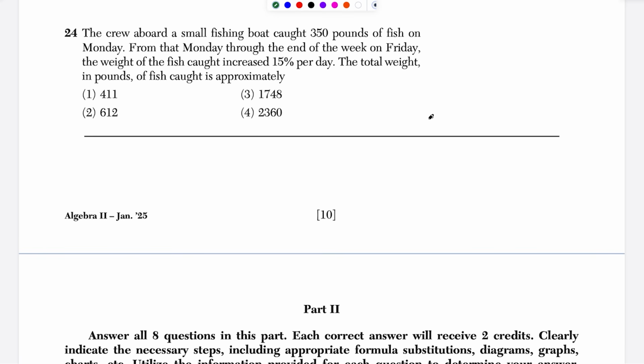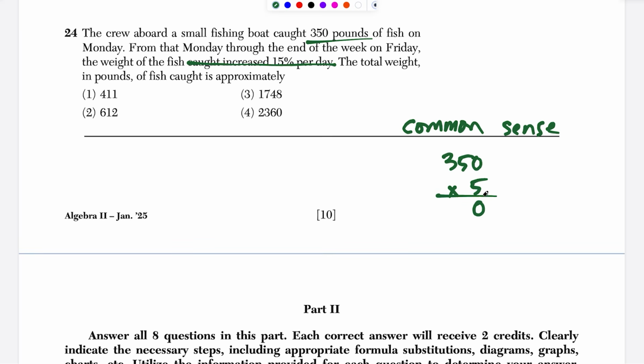Well, for this question, first I want to show you the common sense approach. I'm noticing that some of the answer choices over here are very small. So using common sense, let's pretend that the amount of fish caught was not increased at all. Let's just say they caught 350 pounds of fish on each of the 5 days and nothing was increased. Well, Monday through Friday is 5 days. So if I do 350 times 5, let's work this out.